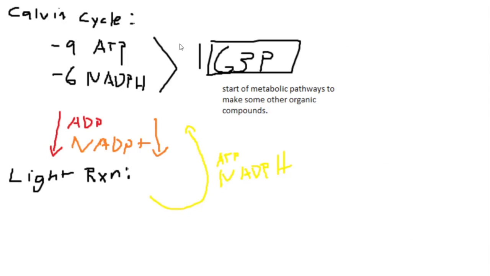So to recap, in the Calvin cycle, in 3 turns, 9 ATP is used and 6 NADPH is used, but this creates 1 G3P, which is important to start other metabolic pathways to make glucose, a form of energy. And now, this produces ADP and NADP+. However, light reactions will use these to make some more ATP and NADPH for the Calvin cycle. So it's basically one part of photosynthesis makes the reactants of the other one, and vice versa.